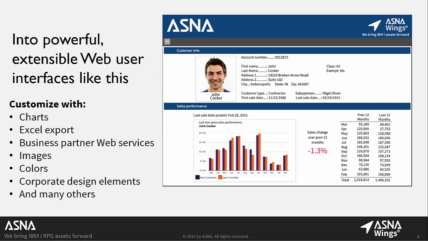Once Wings has modernized the display, you can add new functionality and cosmetics to its presentation layer. In this example, an image of the customer and a bar chart of the page's sales data has been added. Charts, Excel export, web service integration, images, colors, corporate design elements, and many other customizations are possible. Wings provides a standard HTML5 web page, and any conventional web development technique can be used to enhance these pages.